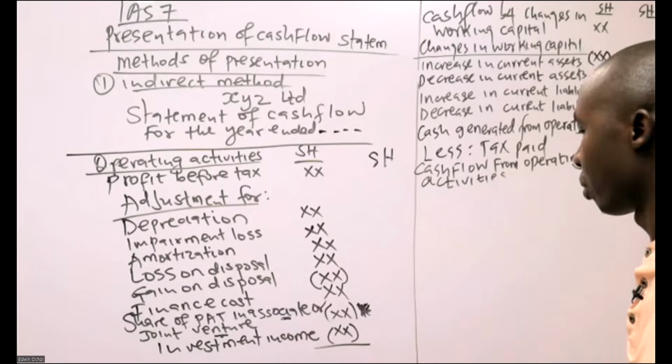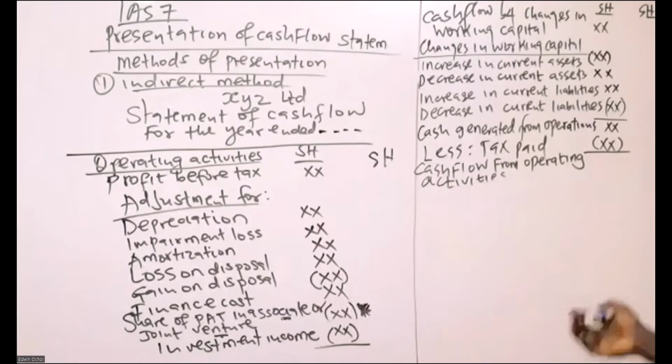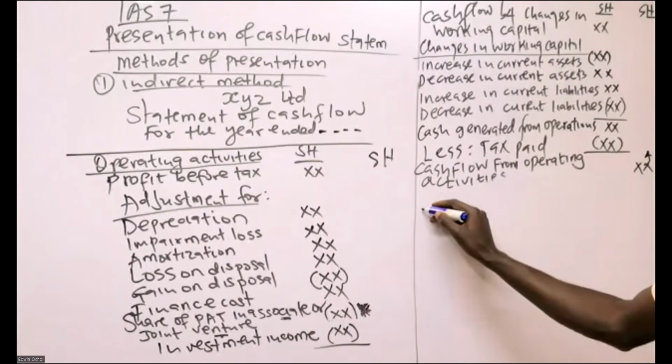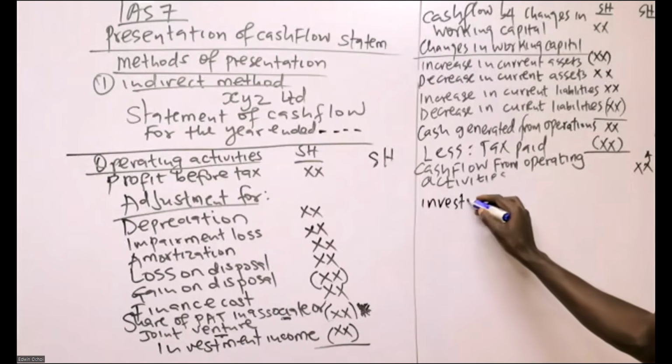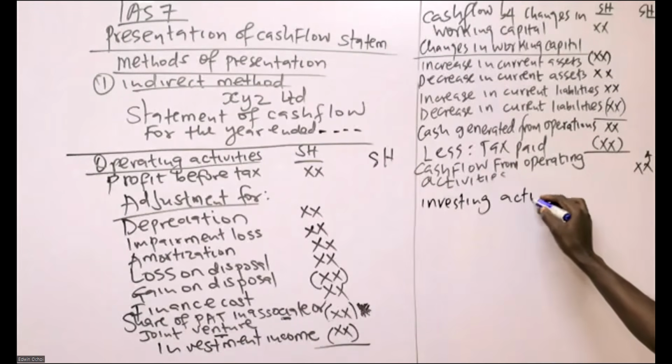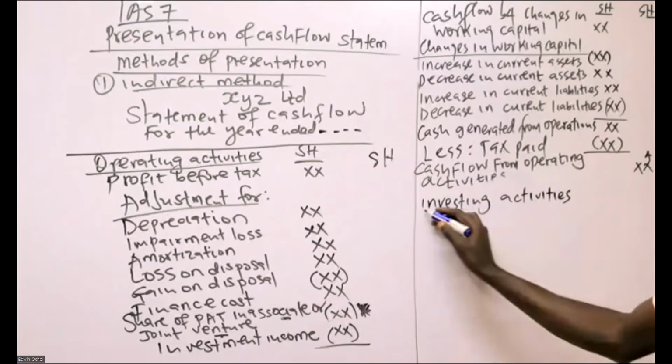So the cash flow from operating activity, that is what you put on the far end, and this one is your A. Now you move to investing activity. So it means that for the operating, we are done with it.